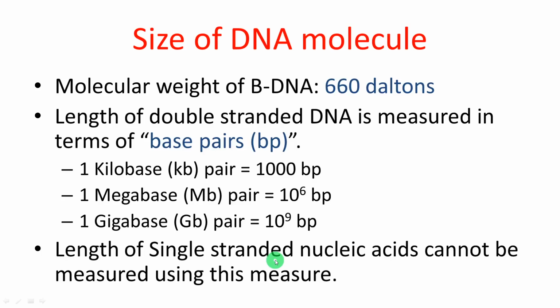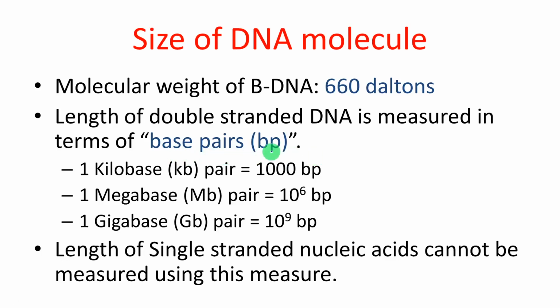Now, let us talk about the size of DNA molecule. The molecular weight of B DNA is 660 Daltons. Whenever we want to measure the length of double-stranded DNA, that length is usually measured in terms of base pair. It is the unit of measuring the length of DNA, and of course, it should be double-stranded DNA. This base pair is indicated by the abbreviation BP.